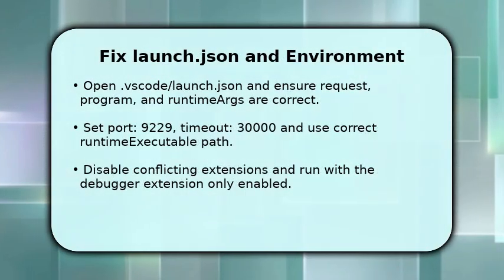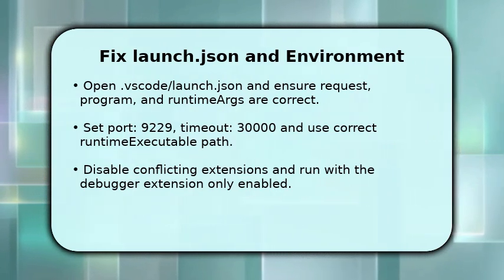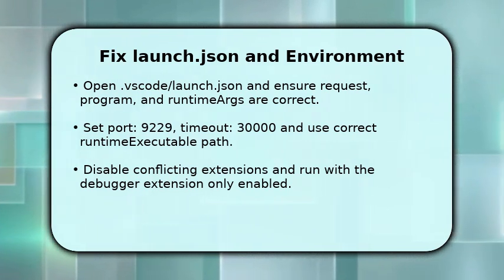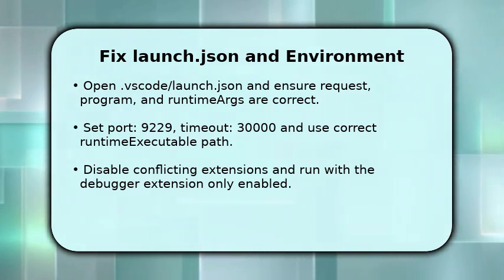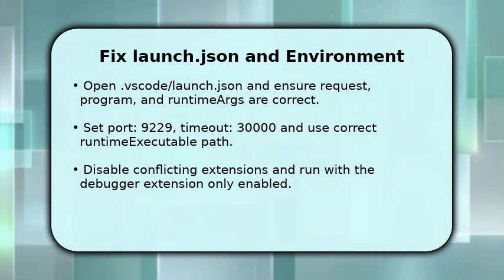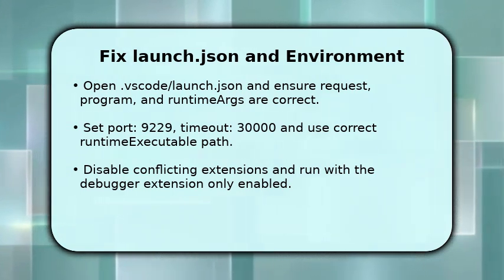Open your workspace .vscode/launch.json and inspect the request, program, and runtime args fields. Make sure the configuration sets port 9229 and timeout 30,000 to match your runtime. Confirm the runtime executable path points to the correct node or Python binary.